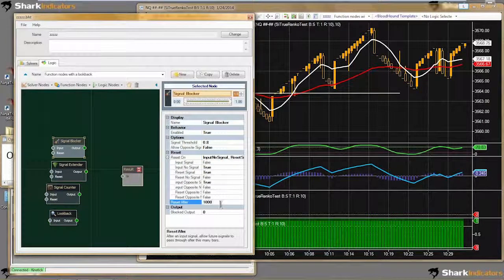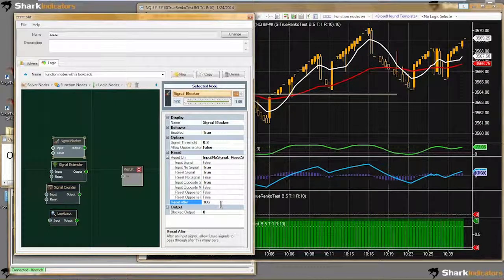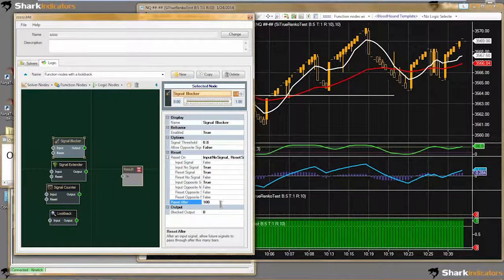Maybe try something a little more reasonable, like 100 bars. Obviously it totally depends on your system, how many bars you really need to be blocking signals for. So that is something to be mindful of when you're using these function nodes.